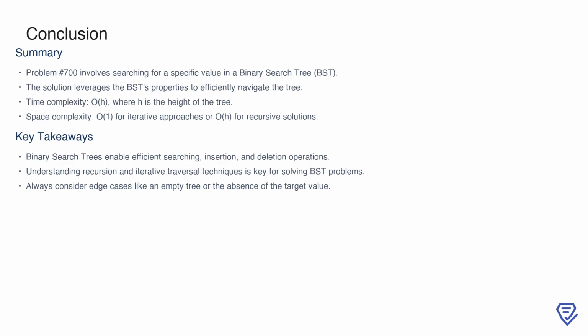Great job! To recap, we tackled LeetCode problem number 700, using the properties of binary search trees to efficiently locate a target value. We reviewed both time and space complexities, highlighted key takeaways, and discussed when this approach is useful.